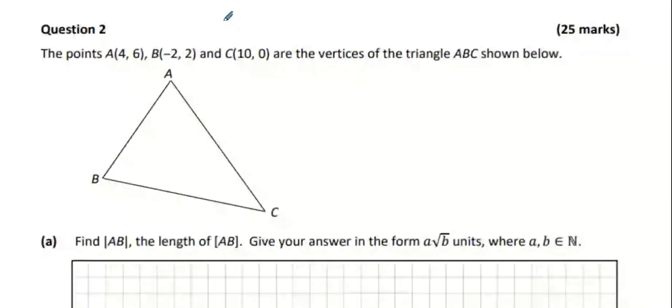This is question 2 in the 2020 paper. 2020 paper 2, question 2. We have a triangle with three sets of coordinates. And what we're asked to do is find the length of AB.